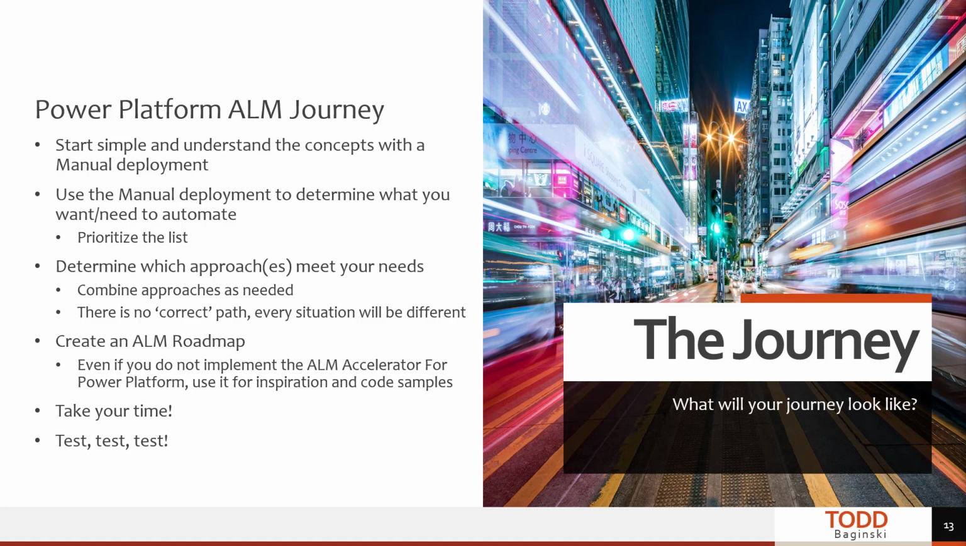After you figure out which approaches you think will meet your need, make a roadmap for it. Even if you don't have to implement the ALM Accelerator for Power Platform, use it as part of your roadmap. Maybe you don't need to install it, but go watch a video on it. They have great videos that show you everything it can do and how to install it. As part of your roadmap, go look at that, because it's going to inspire you.